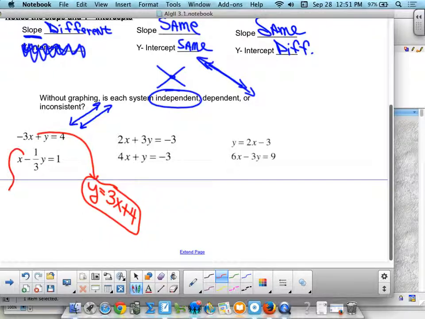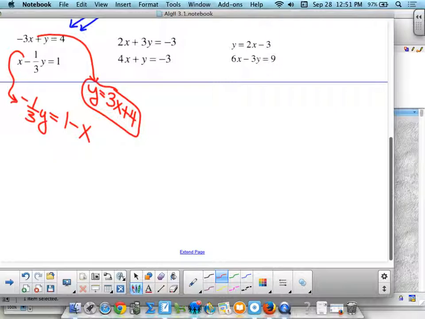This one, a little more difficult to solve for y. Negative 1/3 y, right? Equals, how does x move over? 1 minus x, right? How do we get rid of a multiplier like negative 1/3? What are you going to do? Divide by it. You can do that. That gets messy, but you can. Easier one would be multiply both sides by what number?